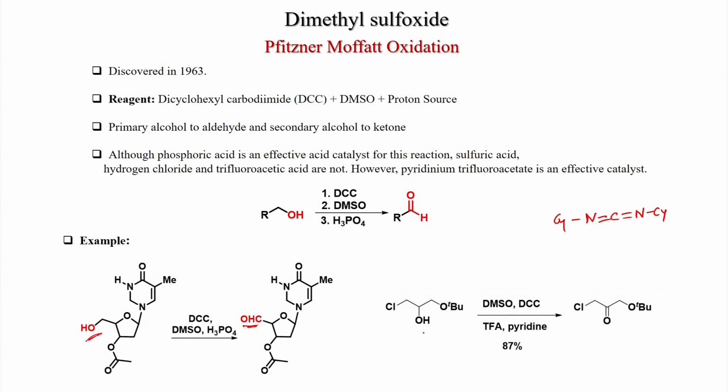Also, you can see here a leaving group, chloride, is there, and the OH, the secondary alcohol, is selectively oxidized under this condition. Here pyridinium trifluoroacetate was used, the mixture of TFA and pyridine. This was also found to be a good proton source. Actually, this is mild compared to phosphoric acid and can give the product.